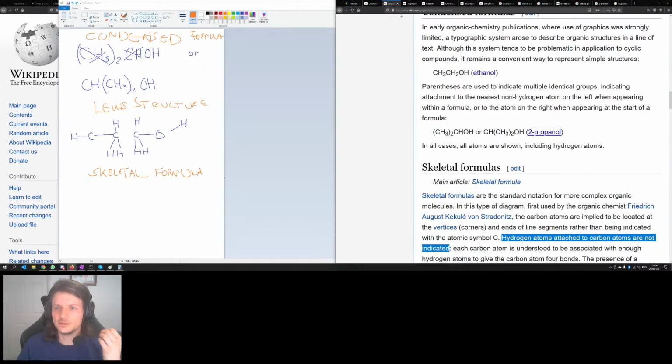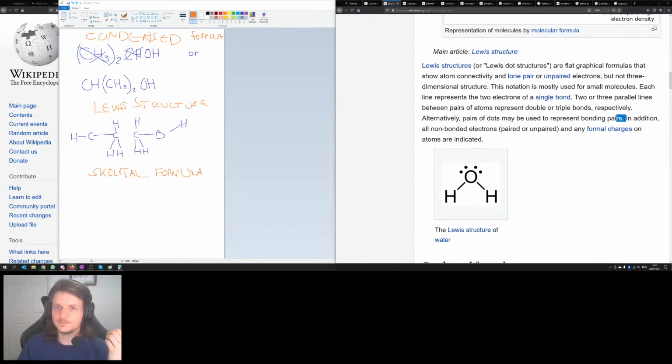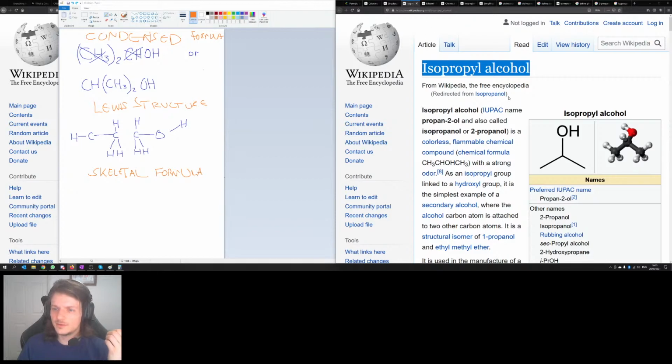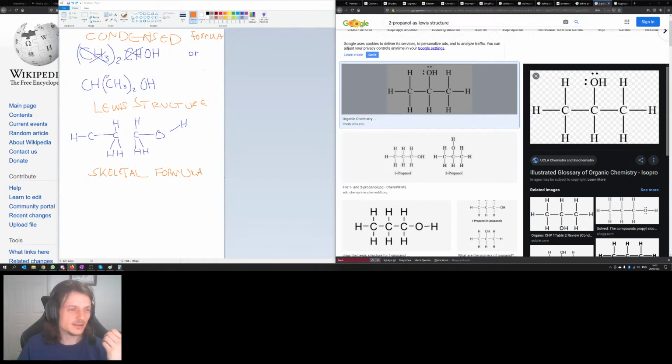Let me go back. This is all good information. Two or three parallel lines between pairs of atoms represent double or triple bonds, respectively. Alternatively, pairs of dots may be used to represent bonding pairs. Okay, so in terms of this, this is denoting that special relationship here, this double bond, I wonder.